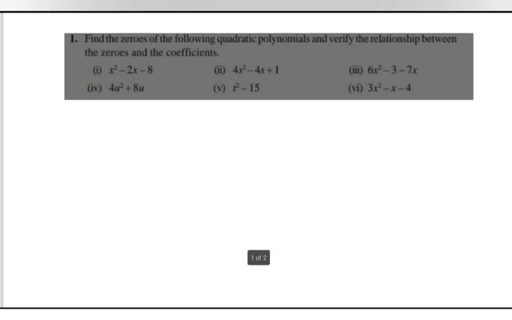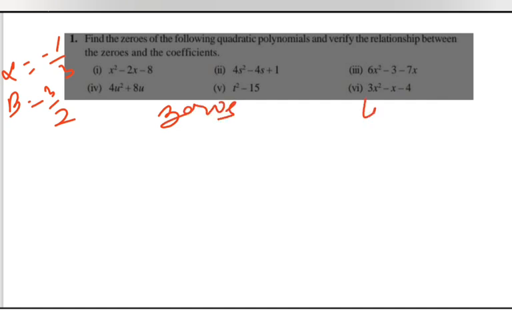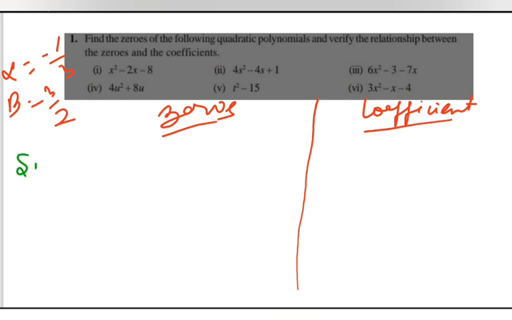We got alpha as minus 1 by 3. Alpha is equal to minus 1 by 3, and beta is equal to 3 by 2. Now we should check the relation between them, zeros and coefficients. For zeros, first we should take sum, and then product. This is the only way you can check the relation between zeros and coefficients.